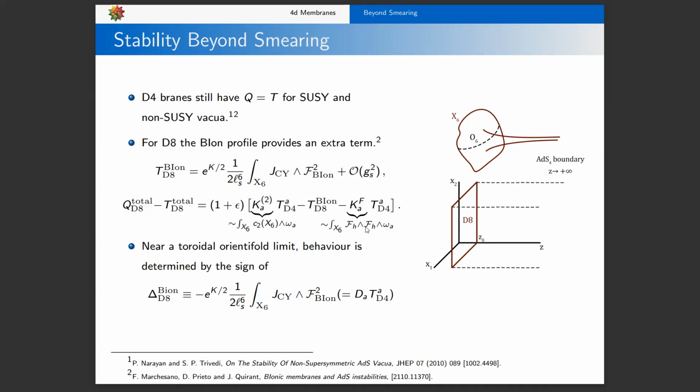Something to take into account is that we can choose the volume fluxes to be 0 with an appropriate choice of the flux quanta. And when we go to a toroidal orbifold limit, we can also neglect the corrections coming from the term associated to the Chern class. So near the toroidal orientifold limit, the behavior is only ruled by the corrections coming from the bion, which are given by this integral.